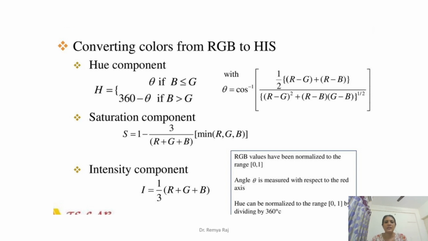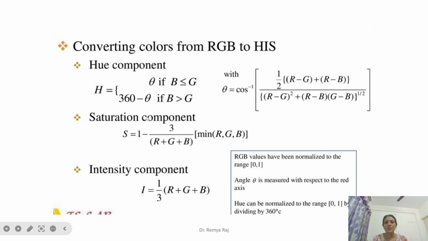So now we'll see the conversion of RGB to HSI. The hue component from an RGB model can be obtained from this equation. H is equal to theta if B is less than or equal to G, and 360 minus theta if B is greater than G, where theta is given by cos inverse of 1/2 [(R minus G) plus (R minus B)] divided by the square root of (R minus G) squared plus (R minus B)(G minus B).